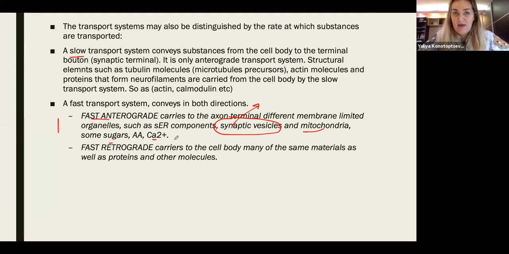Everything else hypothetically could be transported back as well, but that typically is not the case because neurons tend to use up everything that is being transported. So rarely some things will return to the cell body, rarely. Majority of the time, everything is being used up.